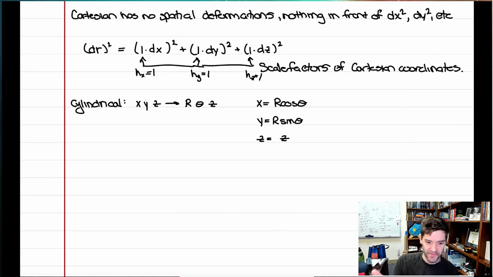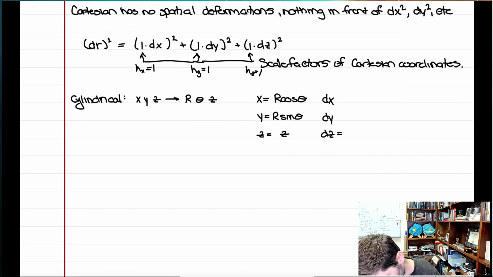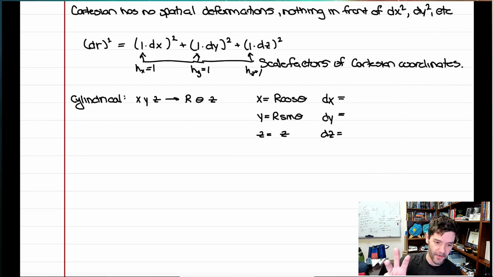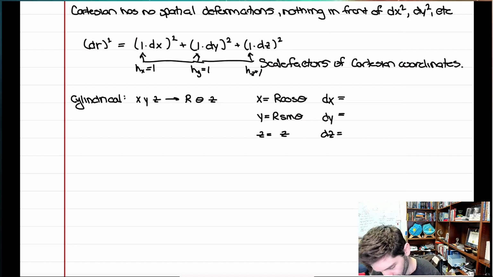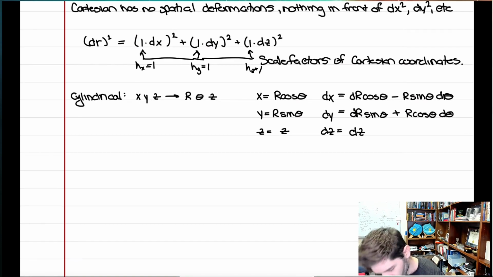So the first step, if you have a transformation that tells you what x, y, and z are, you can then compute what dx, dy, and dz are in terms of your new three variables, r, theta, and z. In this case, dx would be dr cosine of theta minus r sine of theta d theta. dy would be dr sine of theta plus r cosine of theta d theta. Sorry, this should have been a d theta. z then just becomes dz.